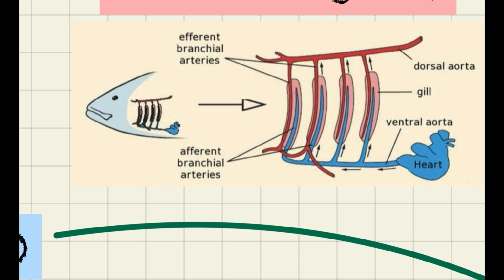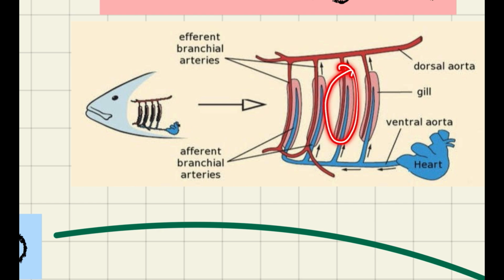oxygen is dissolved in the water itself, and from the water, the oxygen gets into these efferent branchial arteries, and this oxygen is then taken to the dorsal aorta and to the various parts of the body. And from the heart itself there come these afferent branchial arteries, which have deoxygenated blood, or we can say some carbon dioxide can be there, which is released through this gill structure.